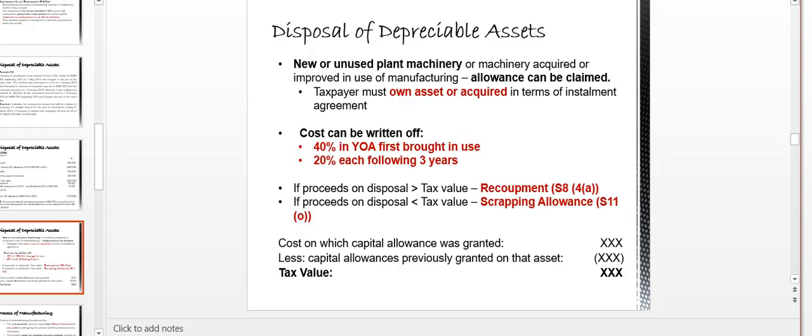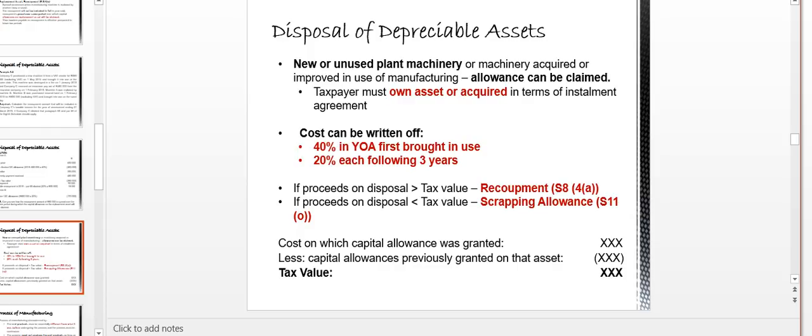So importantly, this 12C allowance is for a manufacturing business when they acquire a new asset or manufacturing asset. Okay. And then if you dispose of an asset, or if an asset is damaged beyond repair, then you need to either calculate a recoupment or scrapping allowance.